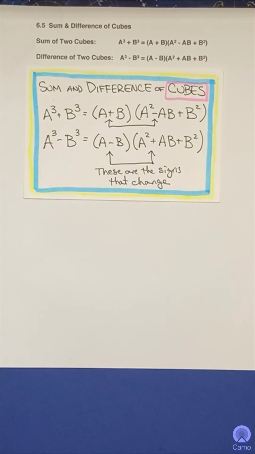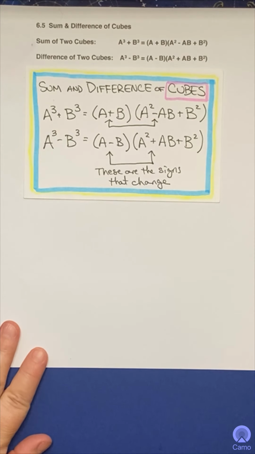Woohoo! Welcome back. Now we're going to be doing 6.5, sum of cubes and difference of cubes. And I'm not going to lie to you, this is probably no one's favorite set of formulas. However, they are a lot easier if you learn them together in a compare and contrast way.